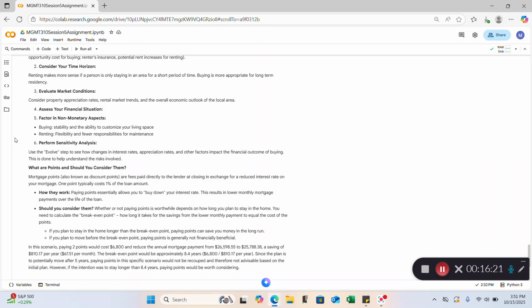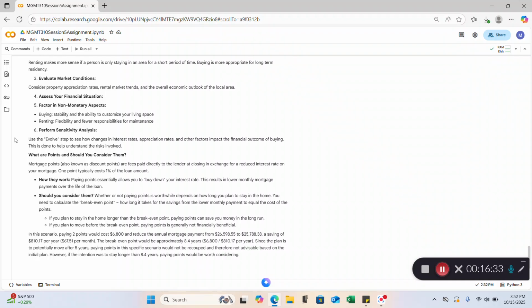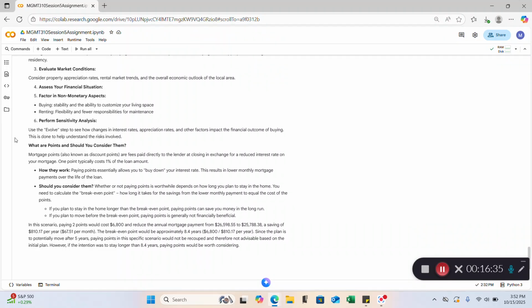The last one would be to perform a sensitivity analysis, which is used in the evolve step to see how changes in interest rates, appreciation rates, and other factors will impact our financial outcome, whether we decide to buy or not. This is all done just to understand the risks involved.